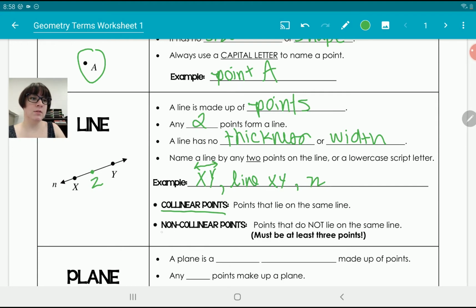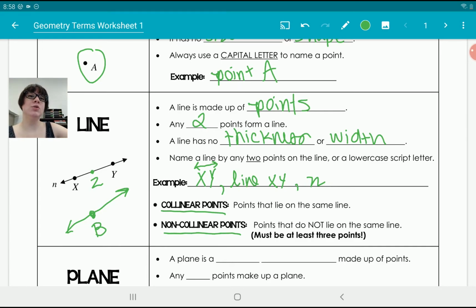Non-collinear points are points that do not lie on the same line. So if we have point B over here, we can see that X, Y, and B are not collinear because B is on a different line. If they're not on the same line, then they are non-collinear. You can also say not collinear. It doesn't matter as long as you're showing that they are not on the same line.